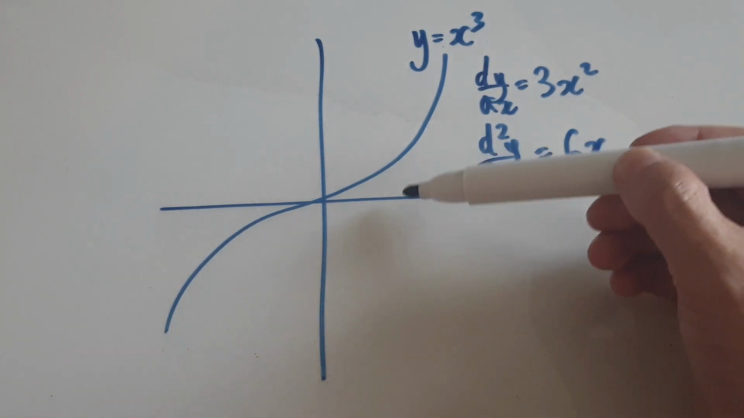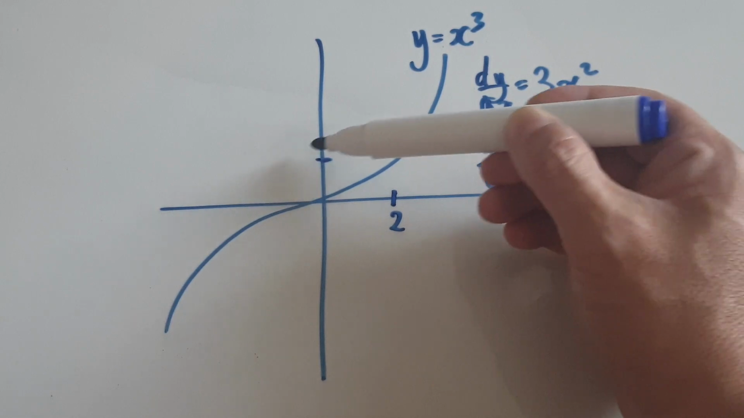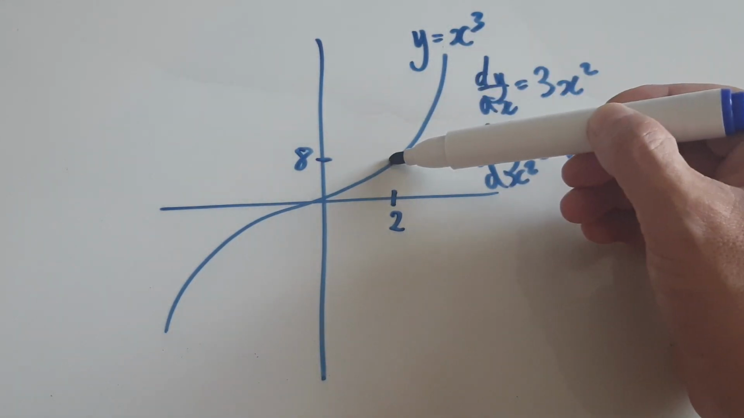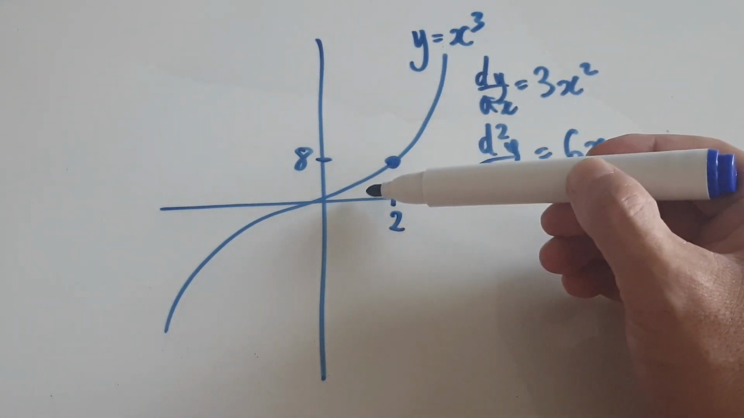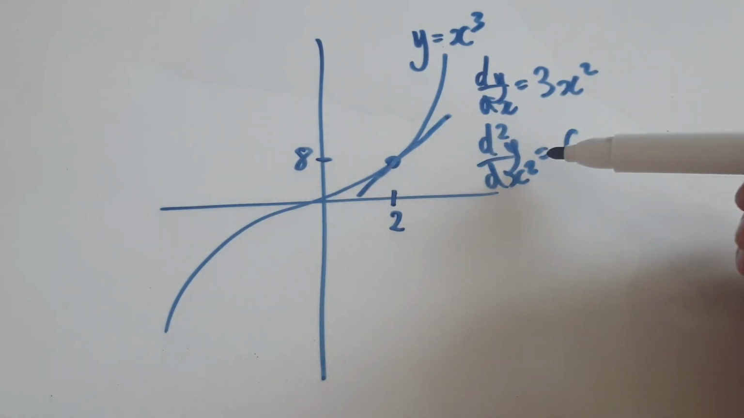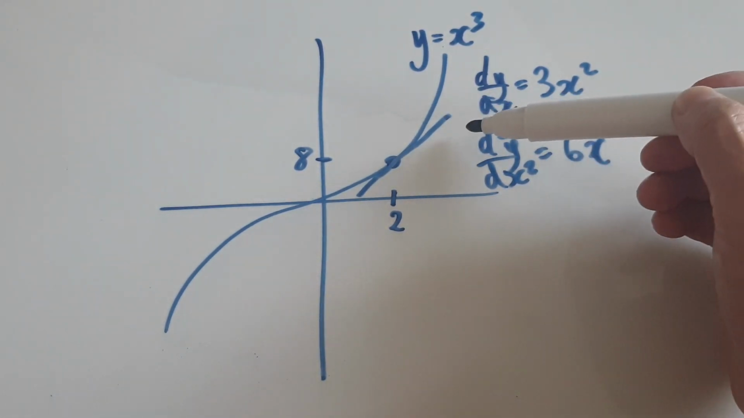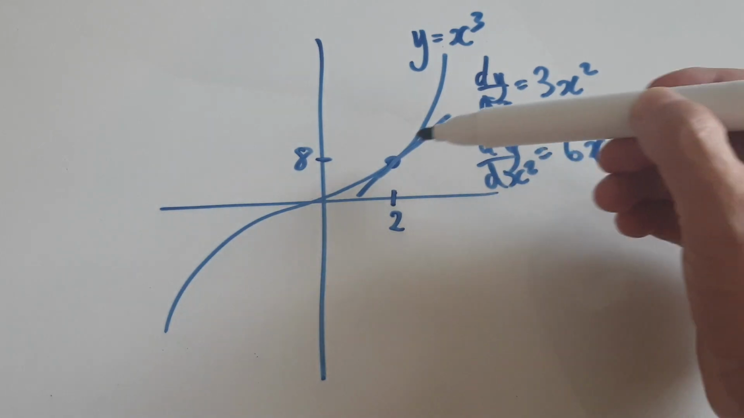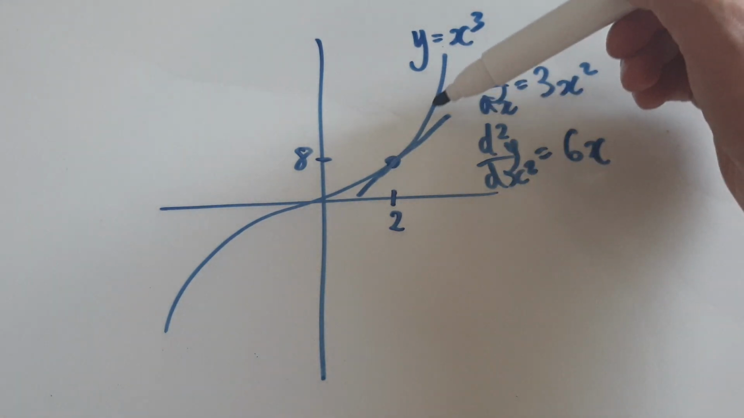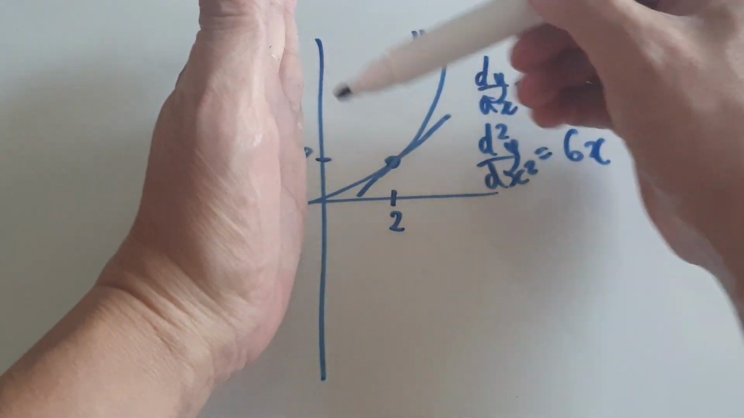So what that means is if you're standing at, let's say, 2 here, the coordinates would be 2, 8 because it's cubed. And the gradient here would be 12, not to scale. But the concavity here will also be 12. So that means it's trying to bend upwards, because if the concavity is bigger than 0, then it's trying to concave up. And you can see that, ignoring this side, it is trying to concave upwards.